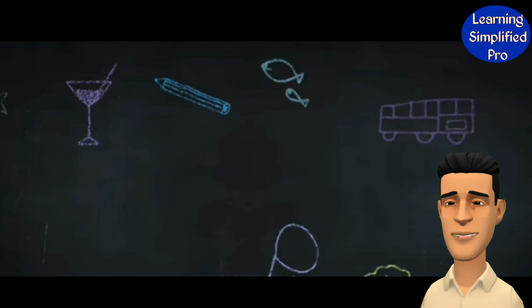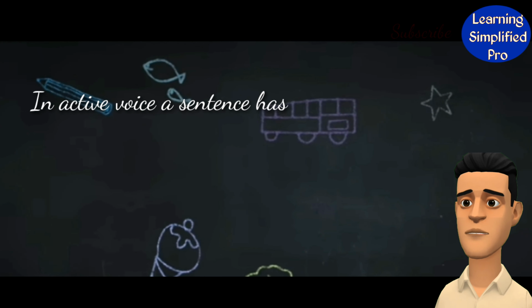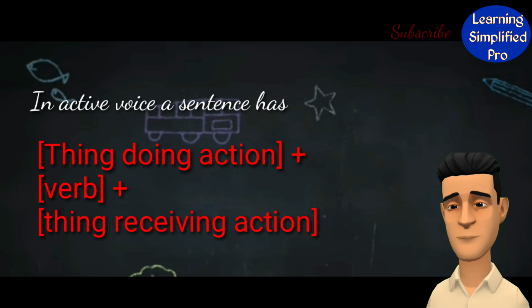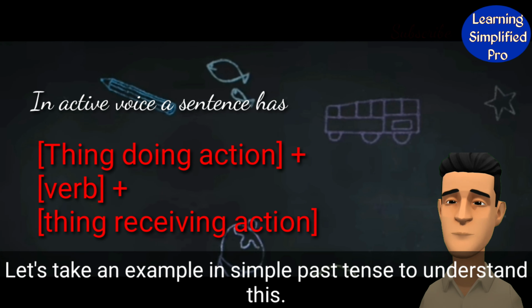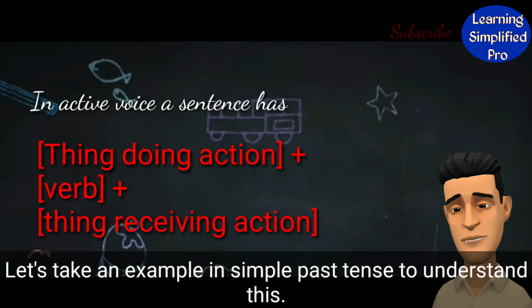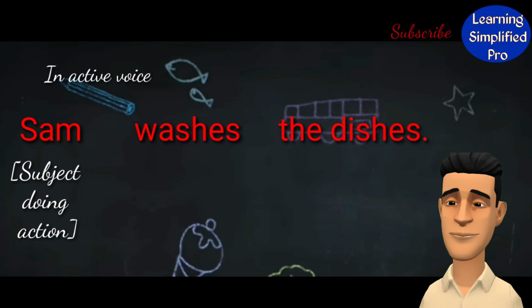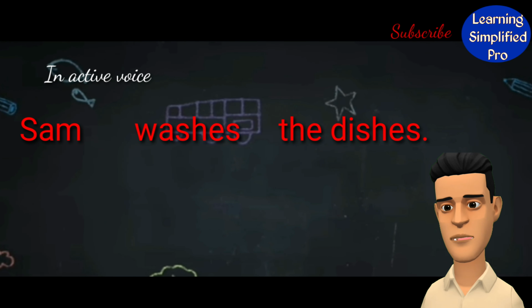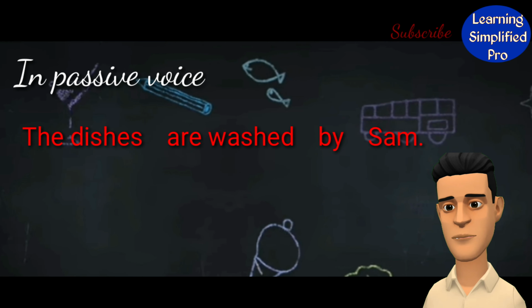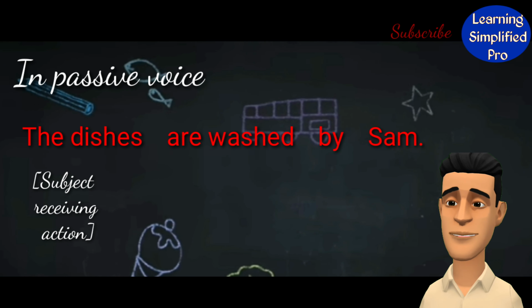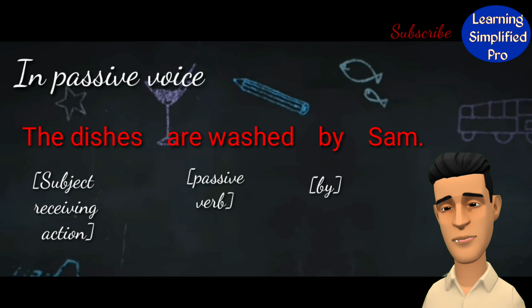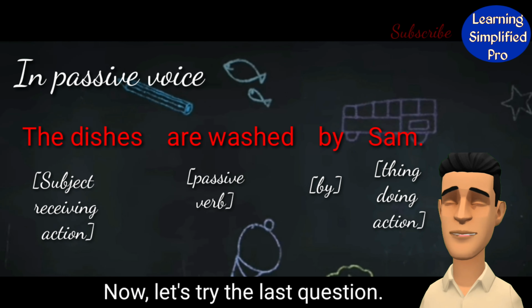Now, always remember, in active voice, a sentence has thing doing action, verb, thing receiving action. Let's take an example in simple past tense to understand this. In active voice, Sam washes the dishes: subject doing action, verb, thing receiving action. In passive voice, the dishes are washed by Sam: subject receiving action, passive verb, by, thing doing action. Now, let's try the last question.